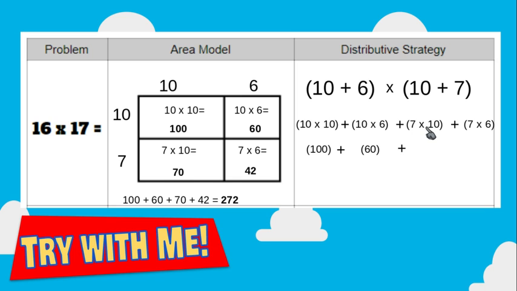I know 7 times 1 is 7. With 1 place mover is going to be a 70. Bring down my plus sign. And 7 times 6 is 42. All right, so now I just have to add these together. Once I add them together, that gives me 272. So 16 times 17 is 272.